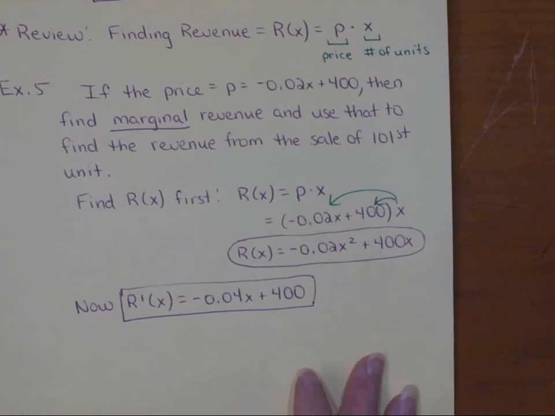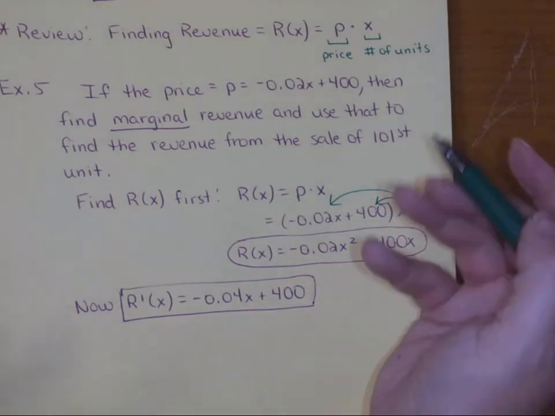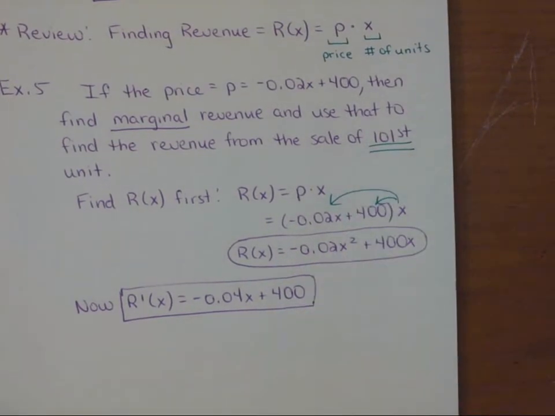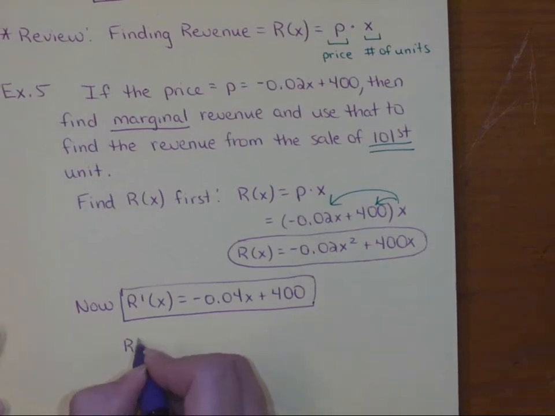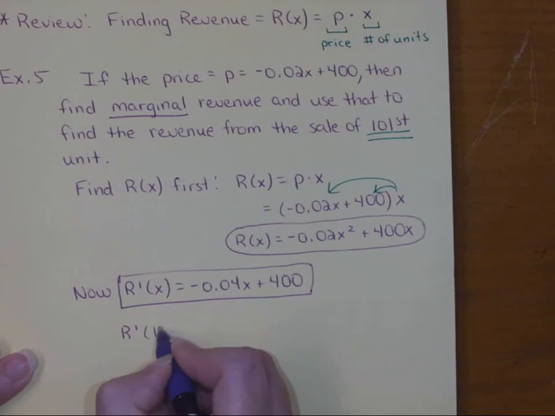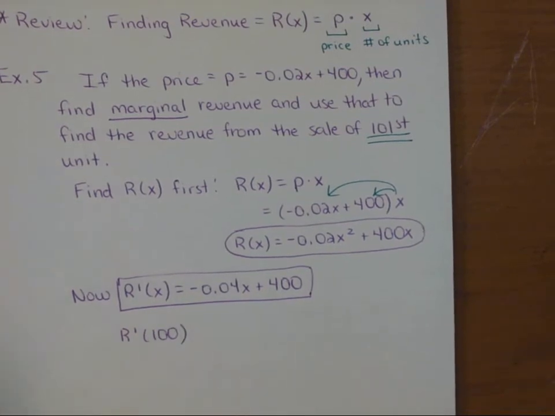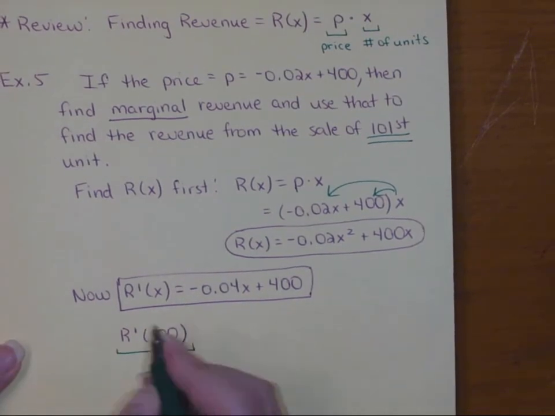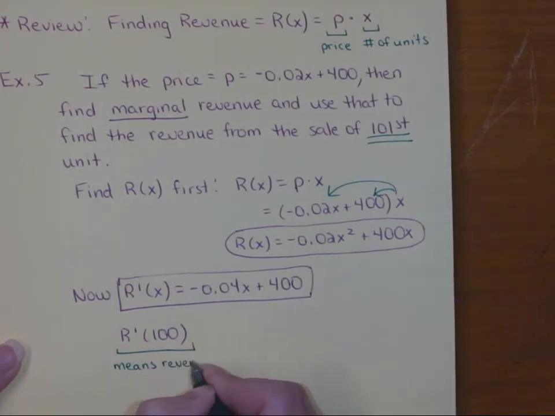But now I need the 101st unit. So let's underline that, 101st unit. Remember, marginal means the next item. So just like before with cost, I don't actually want R prime of 101. I actually want R prime of 100. Remember why we said that? Because this means the revenue of the next item, and the next one would be the 101st one.